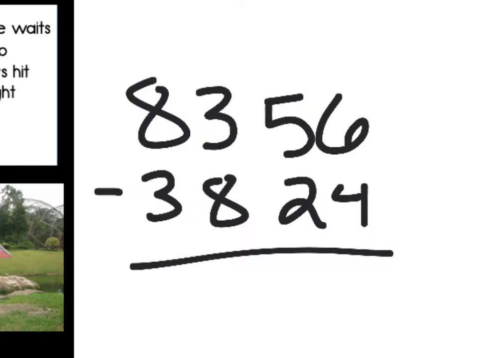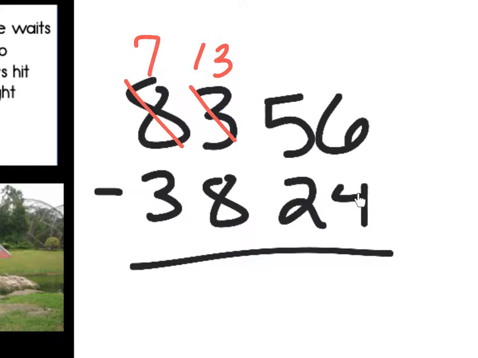I've got trouble coming here, so I'm going to borrow from that 8. I'm going to turn that 8 into a 7 and turn this 3 into 13. And then I'm going to look for any more trouble coming. I got none there, and I got none there. So I am all done. I'm good to go. And I'm going to use a dot method.